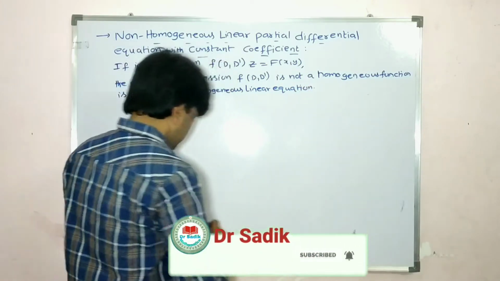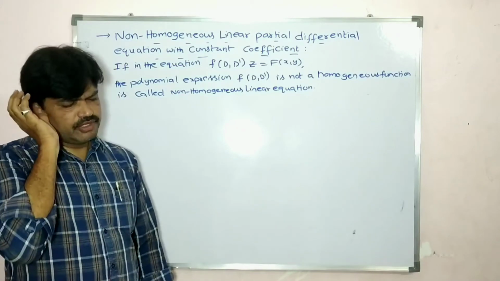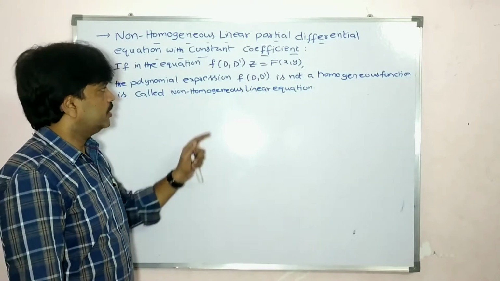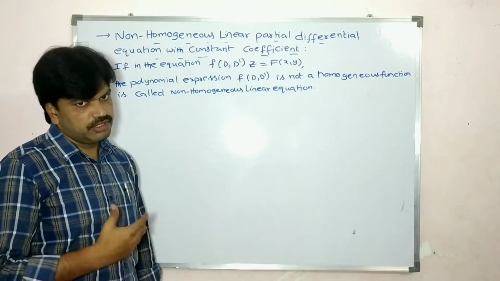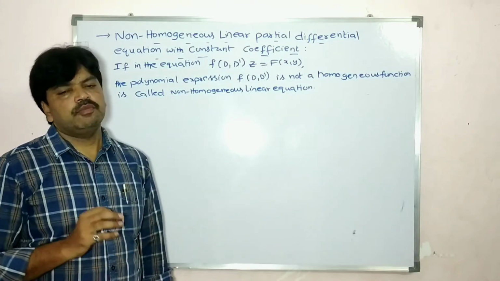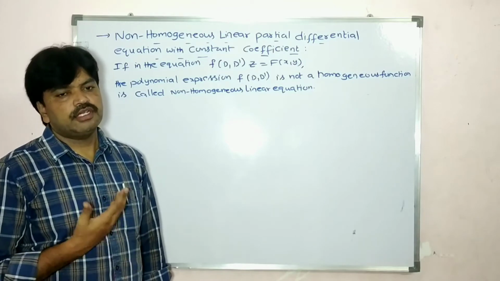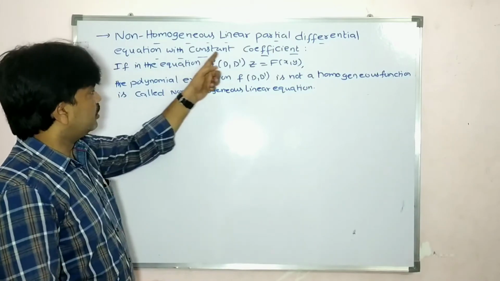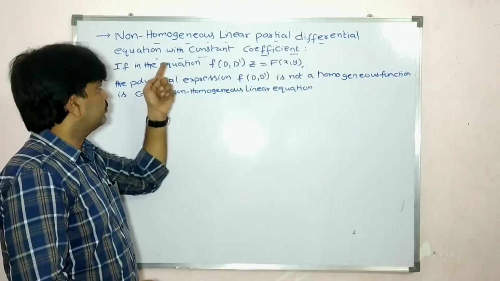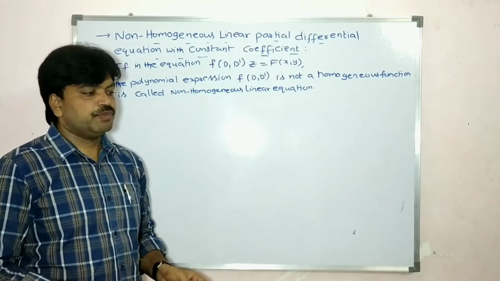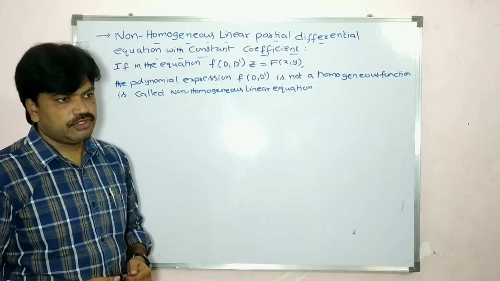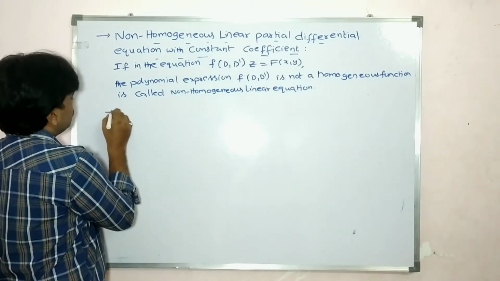Non-homogeneous linear equation. Once again, students, F of D comma D dash into z is equal to capital F of x comma y. Here, F of D comma D dash is not homogeneous. Then the given equation is called a non-homogeneous linear partial differential equation. Generally, we are discussing it with constant coefficient. Here also the complete solution is the same as we learned in the homogeneous equation.